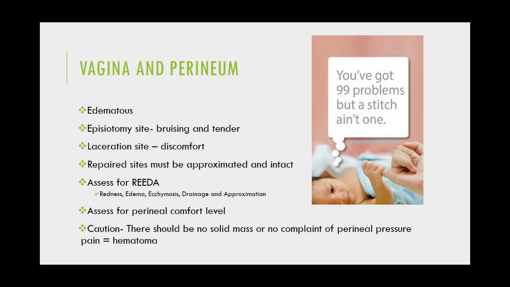So what about the vagina and the perineum? Well, obviously things are going to be very swollen and edematous. If there's an episiotomy site, we may see bruising and there will be tenderness. Mom may have lots of swelling at that site. There possibly could be signs and symptoms of infection there. There may be a hematoma that starts to form. Same thing with the laceration site, and we have to remember that these couple of things are very uncomfortable.